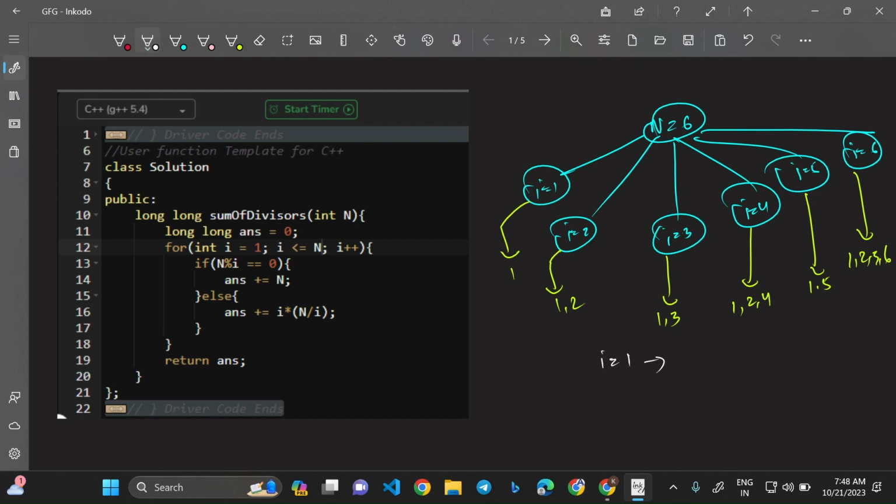So in this case, how many ones are there? Total 6 ones. So 1 into 6. All right. So taking the case of I equal to 2. How many 2s are there? There are 1, 2, second 2, and third 2. So 3 times 2. All right.